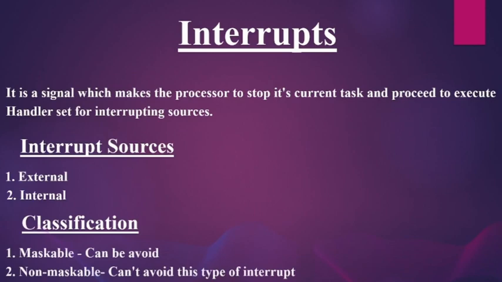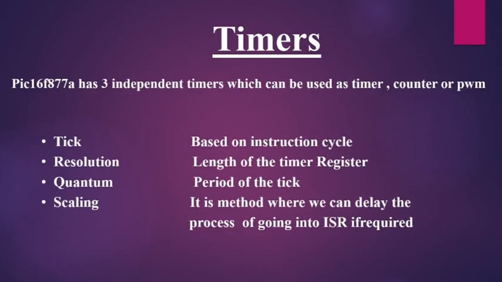Next, we go to interrupts. It is a signal which makes the processor stop its current task and proceed to execute the handler set for the interrupting sources. The interrupt sources are of two types, one is external and another one is internal. Classification of these interrupts is maskable and non-maskable. Maskable means it can be avoided. Non-maskable means it cannot be avoided.